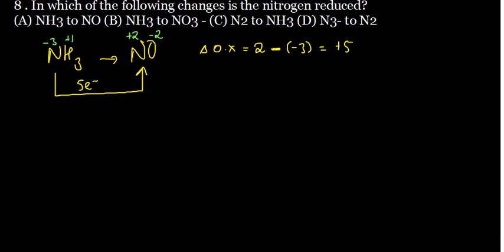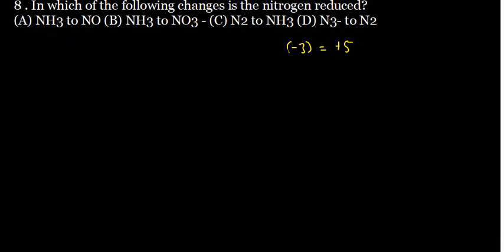Now because something is going from negative to more positive, something becomes more positive, that is oxidation. Every time something becomes positive, that's oxidation, and oxidation is a loss. So 5 electrons have been lost, right? So this is oxidation. We want something that is reduced, so this is not reduction, so part A will not be the answer. Let's consider the second one.